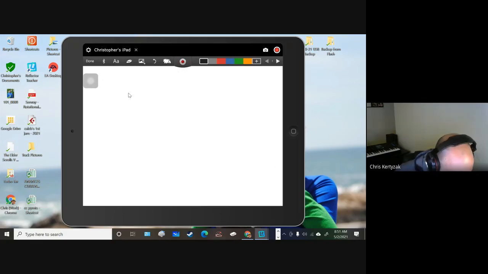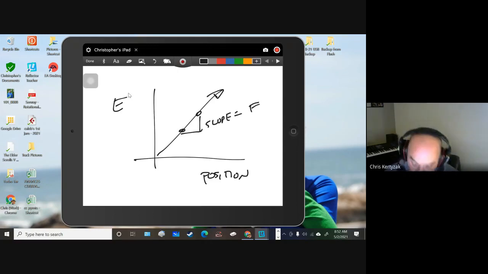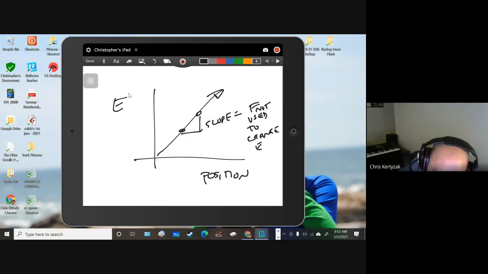Now we're going to look at any energy versus position graph. Let's just do one like this. I just want to point out that the slope is equal to the force used to change the energy. It's really the net force used to change the energy of whatever it is. So just know that the slope of an energy versus position graph is force. I'll give you an example.